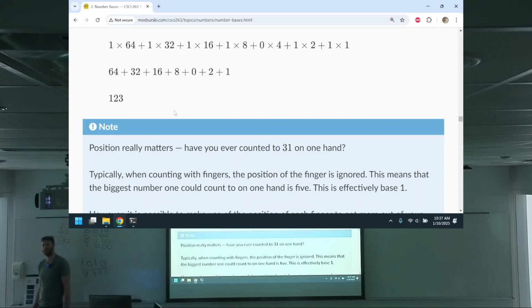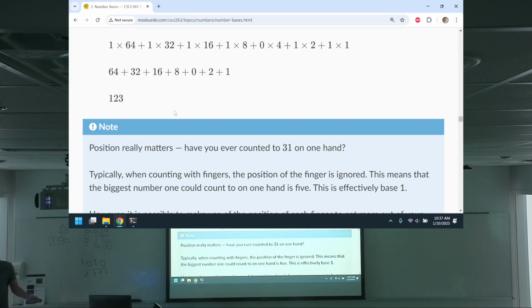Have you ever counted to 31 on one hand? You can. It's easy. Count to 5 on your hand. Everyone put your hand up and count to 5. Start like this and count. How many fingers am I holding up? What number is this? 4. What number is this? It's 4. You're just counting the number of fingers I've held up. But the thing is, I'm not making use of position at all.